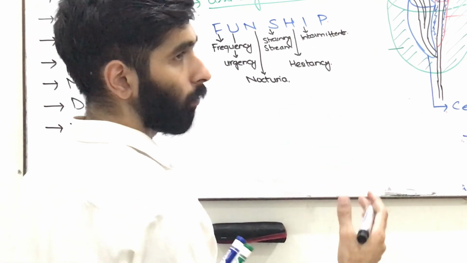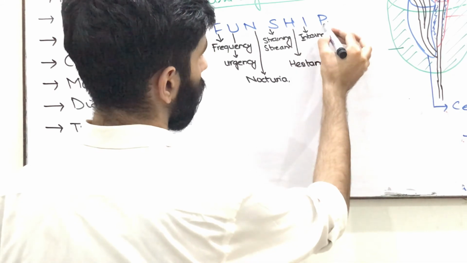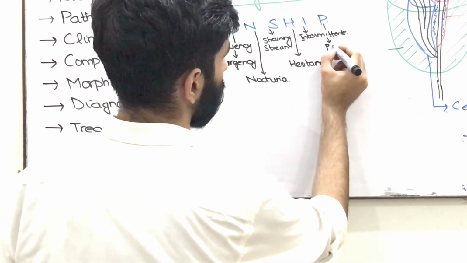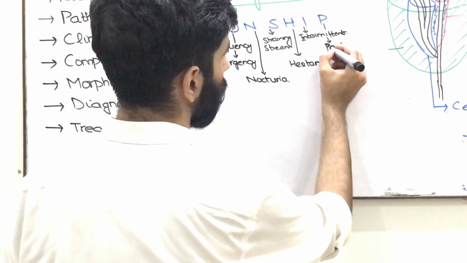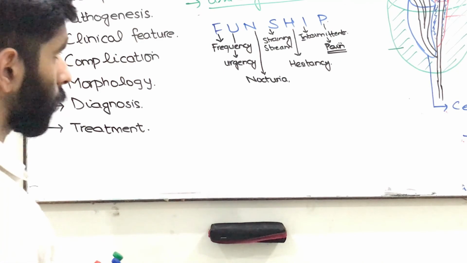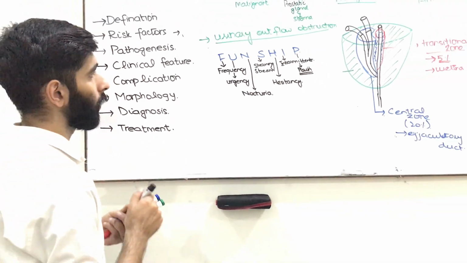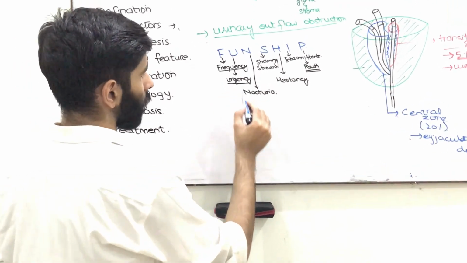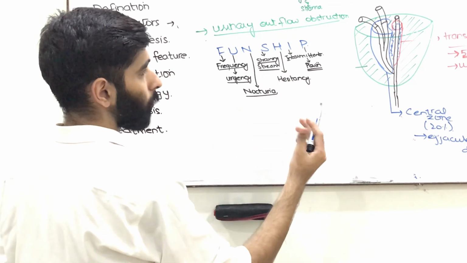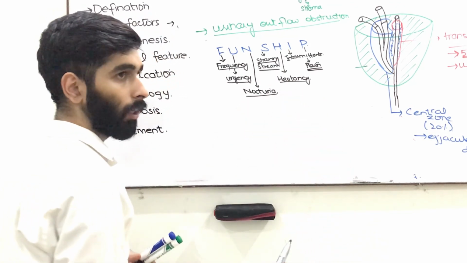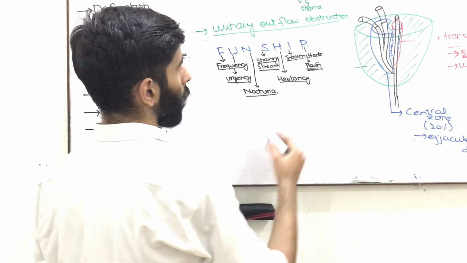The patient will complain that the urine comes in stops and starts, and there is also pain during urination. So the symptoms appear due to urine outflow obstruction: frequency, urgency, nocturia, straining during urination, and a thin stream of urine. Hesitancy, which is difficulty in initiation of urination, intermittent urine flow, and pain during urination.